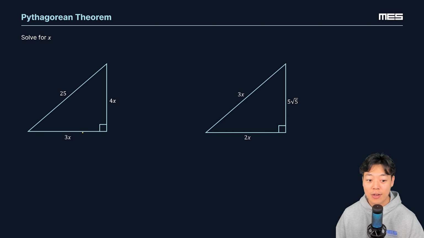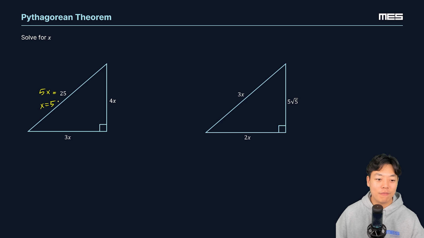Let's solve for x in these triangles here. Again, set up your Pythagorean theorem or recognize some patterns. We notice 3 and 4. Now 3, 4, 5 is one of our special right triangles, so that's how we know x is equal to 5 right off the bat.